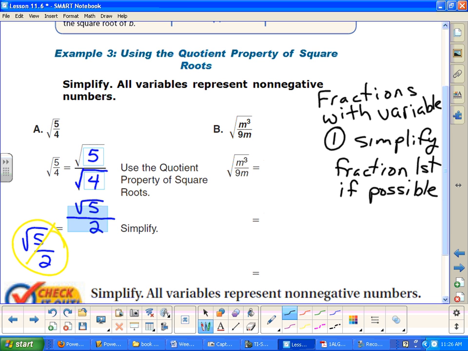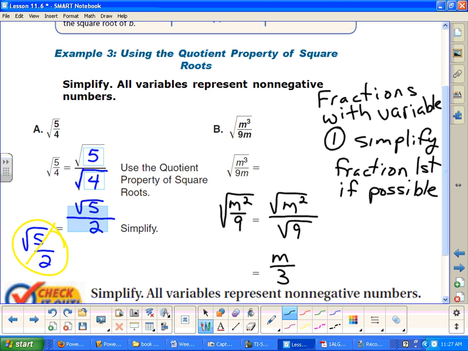Can I simplify that first before I do anything else? Okay. There's an m cubed in the numerator and the m in the denominator. Can I do some canceling there? Yes, I can. I can cancel 1m, can't I? Okay. So this is equal to the square root of m squared over 9, because one of the m's cancels. So then I can write it as two separate fractions using the quotient property. And then if I have perfect squares, which I do here, I can simplify it to m over 3.